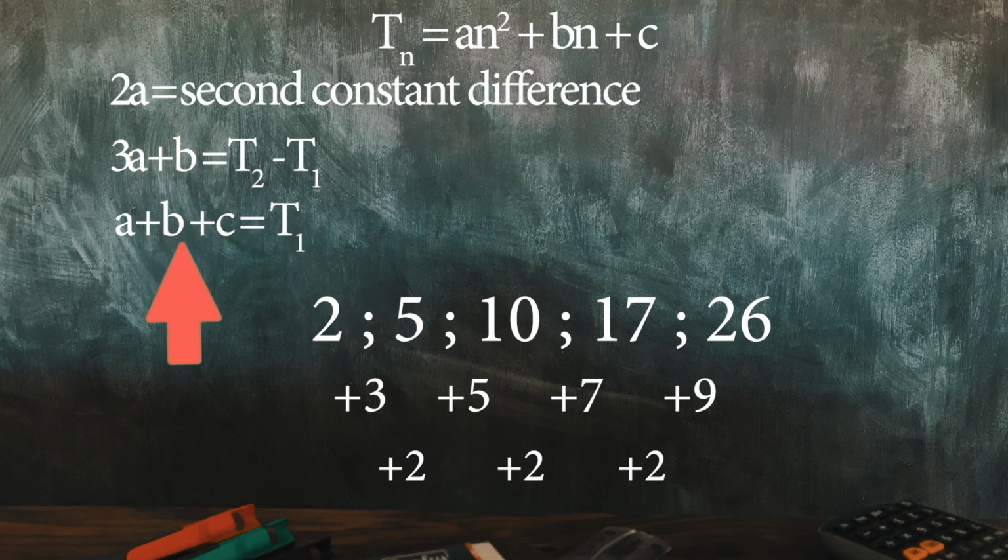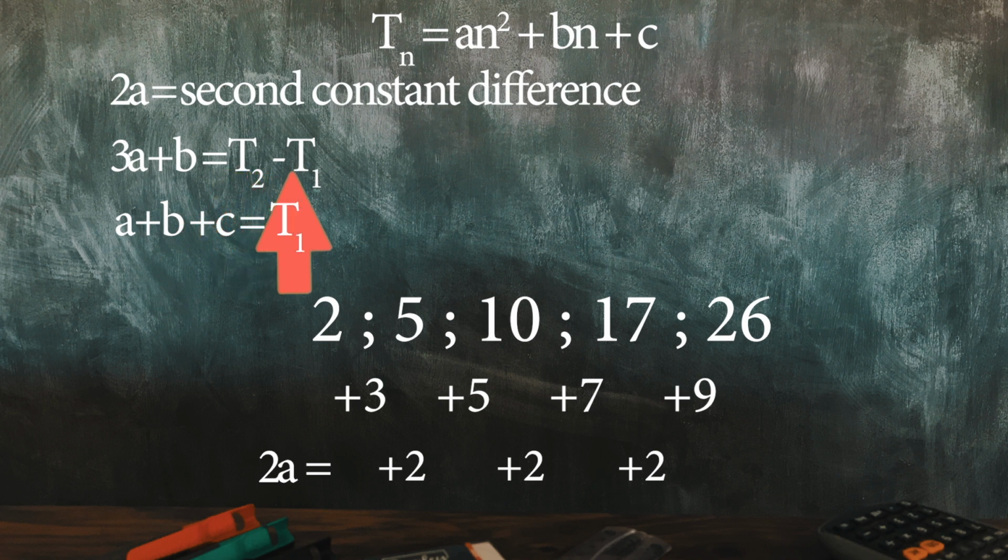Now let's make use of exactly the same example as in the warm-up to show you what these three formula mean. So we take this 2a and we equate it to the second constant difference. Now the second constant difference here is a 2, so we say 2a is equal to 2 and we can solve for a, right?